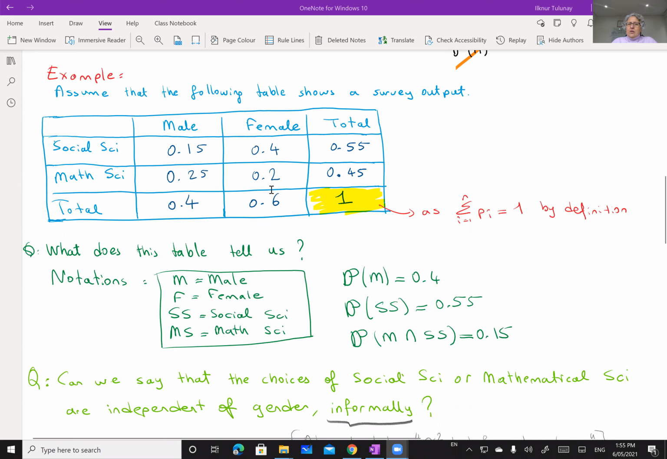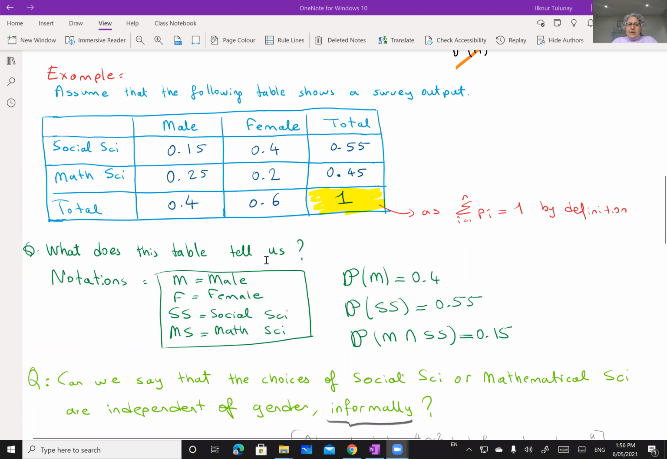So these are the proportions, or frequencies in your sample data, of the male choosing social science, male choosing math science, 25%. It's just example numbers. So social science is chosen by 55%, math science by 45%. So we have 40% males and 60% females. And of course, with respect to the definition of probability, this sum has to be 1 and this sum has to be 1. So we are looking at these two as one random variable and these two as another random variable. You can think of it that way.